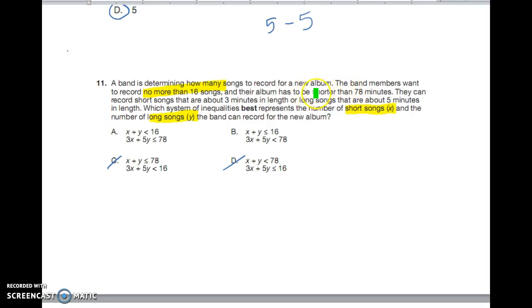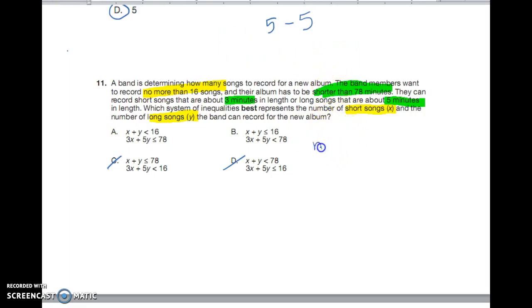So their album has to be shorter than 78 minutes. And they can record short songs that are 3 minutes and long songs that are 5 minutes. So that means my short songs plus my long songs, so 3 times x plus 5 times y, is shorter than 78 minutes. Well, both of these seem reasonable, but we have to understand what those words mean.